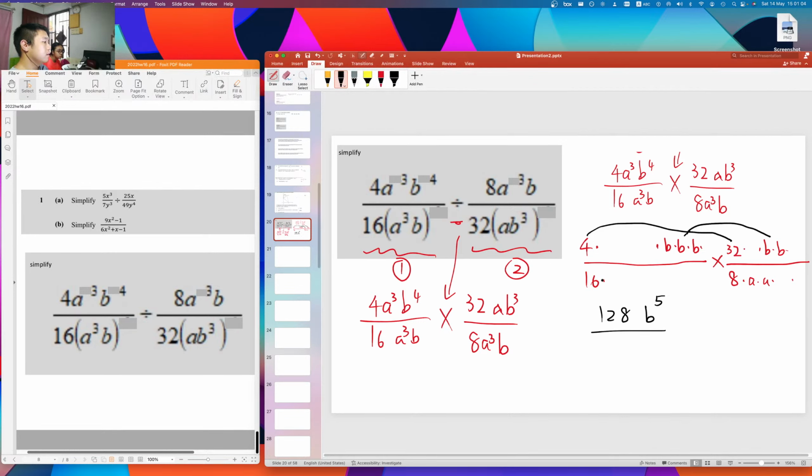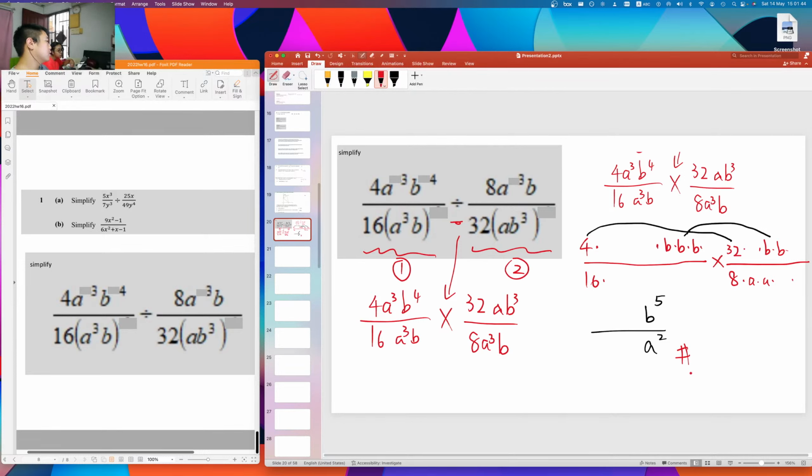Below, 16 times 8: 128. Oh, 128 also. Okay, good. Then how many a below? 2. So it's a to the power of 2. Can you see you have 128 here, 128 here. What can you do? Cancel, right? So once you cancel, you end up with b to the power of 5 over a squared. So that's the answer.